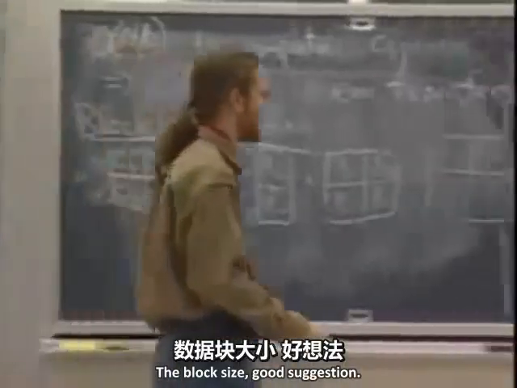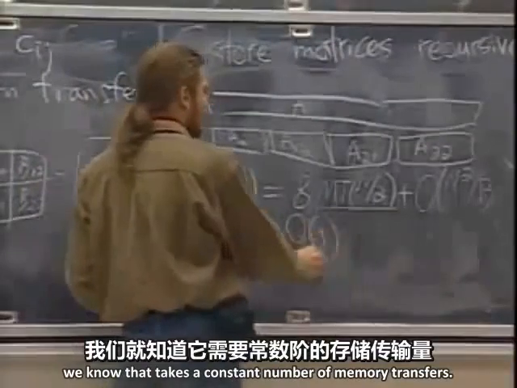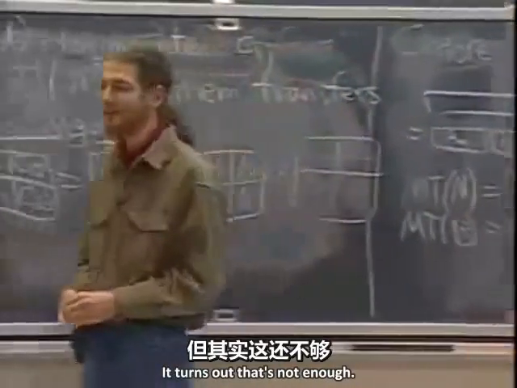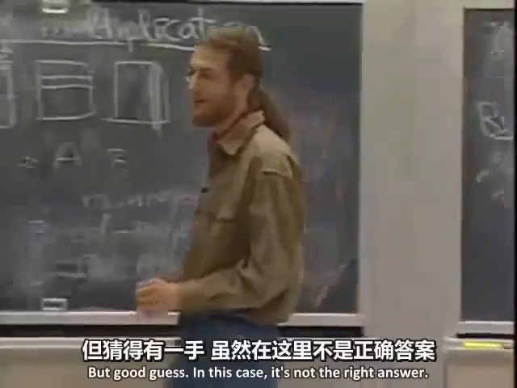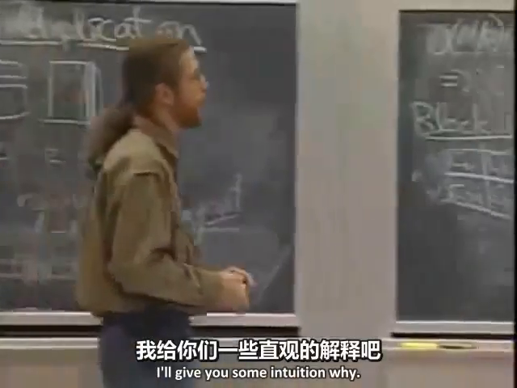The block size, good suggestion. So if we have something of size order b, we know that takes a constant number of memory transfers. Turns out that's not enough. I won't solve it here. But good guess, in this case, it's not the right answer. I'll give you some intuition why.